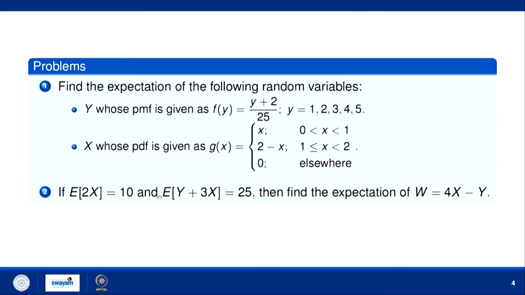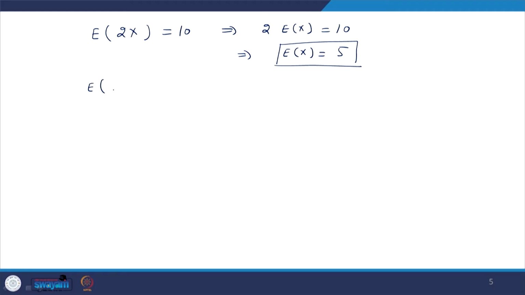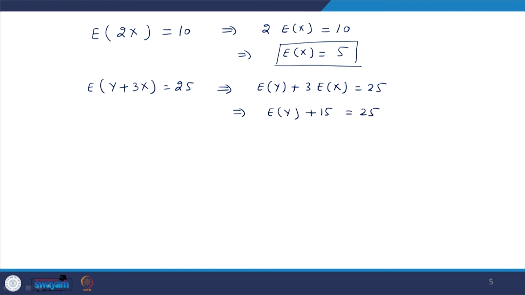Now, expectation of y plus 3x is 25. So, this implies expectation of y plus 3 times expectation of x is 25. So, you can substitute expectation of x as 5 here. So, this implies expectation of y plus 15 equals 25. So, this implies expectation of y equals 10.